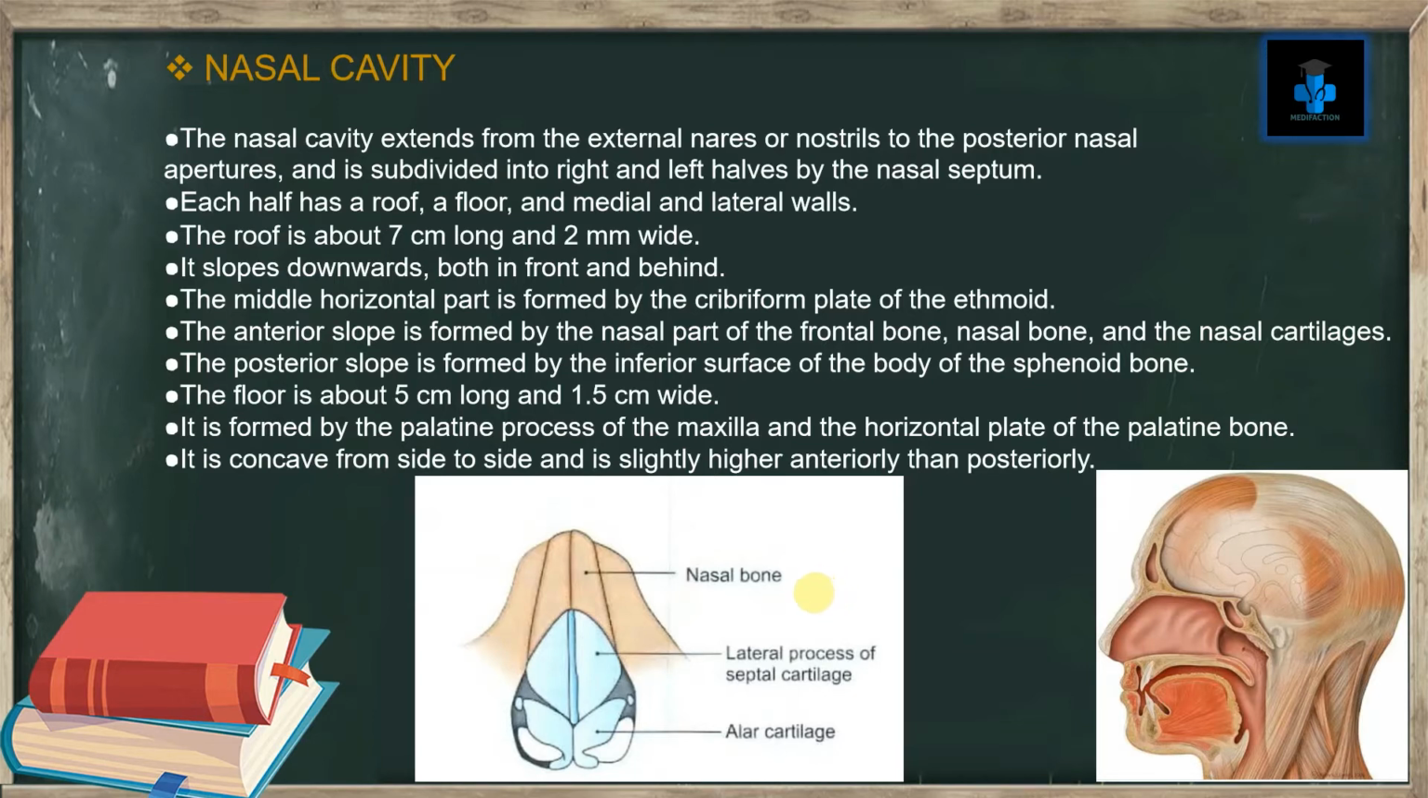The floor is about 5 cm long and 1.5 cm wide. It is formed by the palatine process of the maxilla and the horizontal plate of the palatine bone. It is concave from side to side and is slightly higher anteriorly than posteriorly.